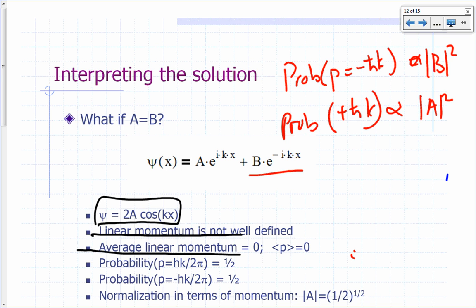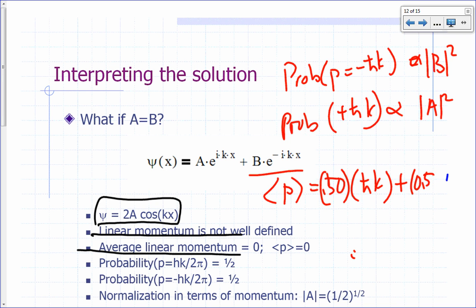But if a and b are the same, there's equal probability. So what's the average momentum? 50% chance that it's h bar k, plus a 50% chance that it is negative h bar k. So it's going to be 0. The expectation value of the momentum is 0.